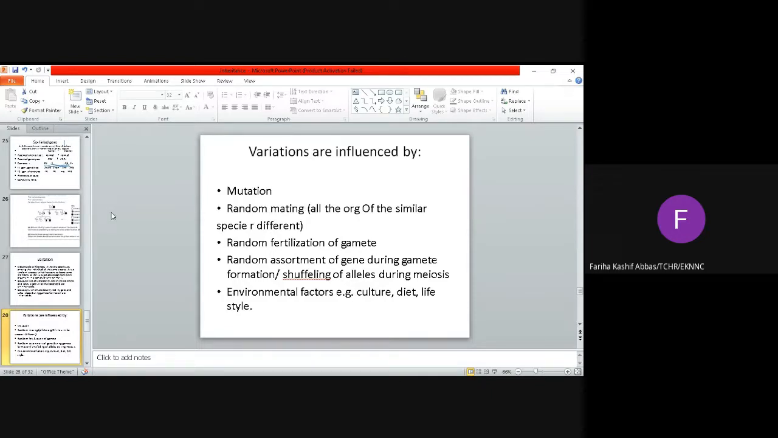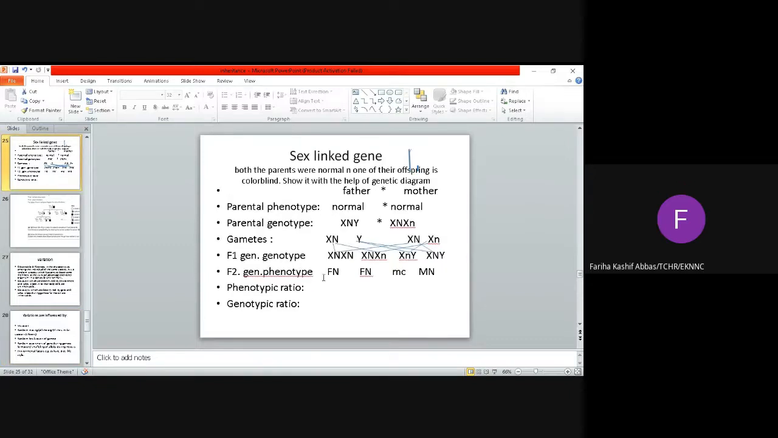We all are having different parents, but what about our siblings? Our siblings, they belong to the similar parent, but why they are different? Why our siblings are different? Because of the random fertilization of gametes. What does it mean? Random fertilization of gametes. That means there are millions of sperm, and out of those millions of sperm, which sperm is going to fertilize by which egg? It is totally random process.